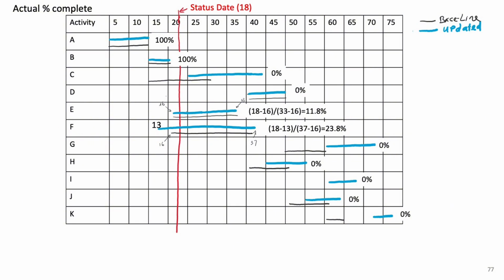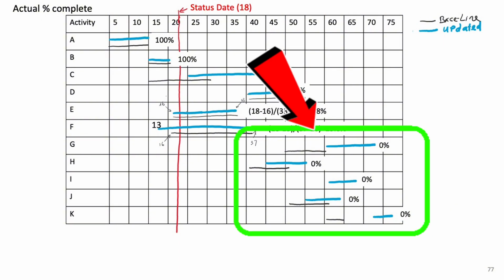Keep in mind, this method assumes the daily production rate hasn't changed. In real-world scenarios, actual percent complete should be measured using the methods we discussed in the previous video. The remaining activities start after day 18, so they are all 0% complete.